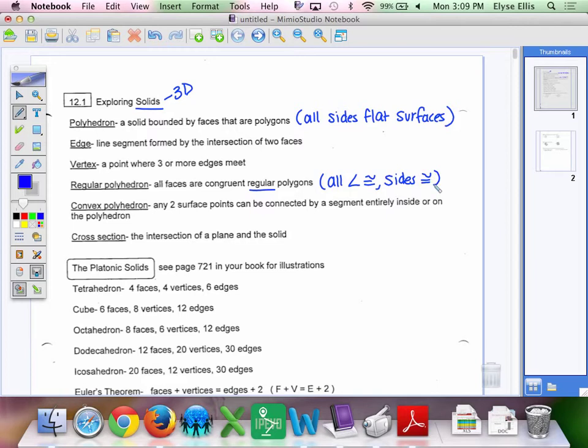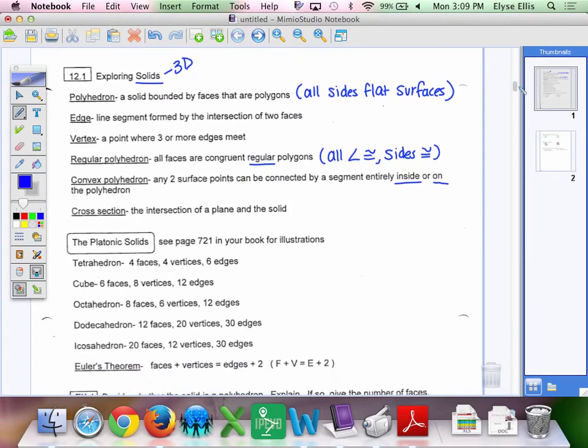A convex polyhedron, any 2 surface points can be connected by a segment entirely inside or on the polyhedron. We've got some pictures of that we'll show you in a second. A cross section, well, it's the intersection of a plane and a solid, and it kind of looks like a piece of paper is slicing your 3D shape in half. And again, we've got pictures of that later. So those are parts of a solid that we're going to be dealing with today.